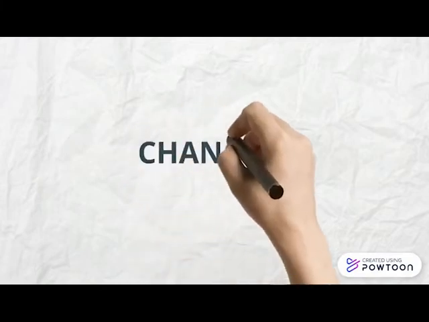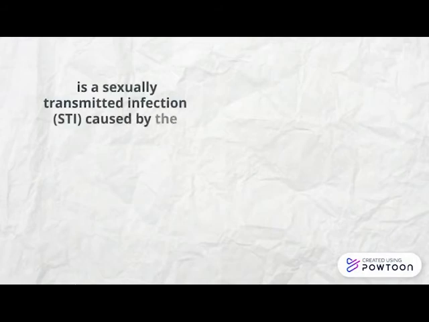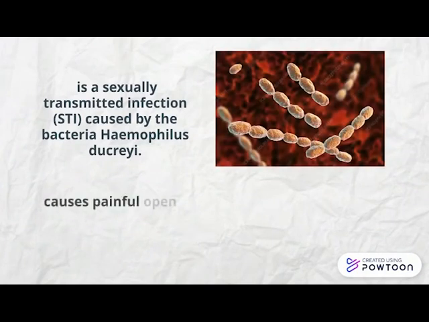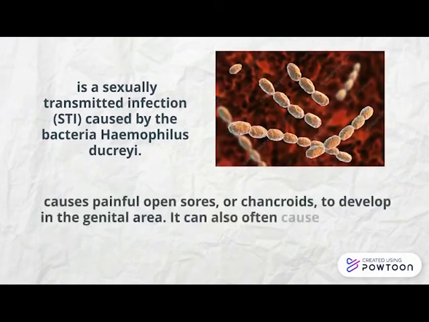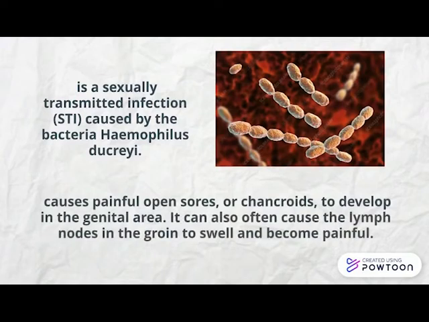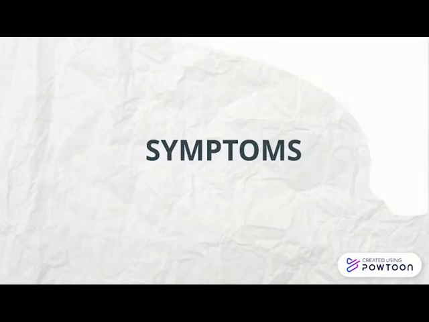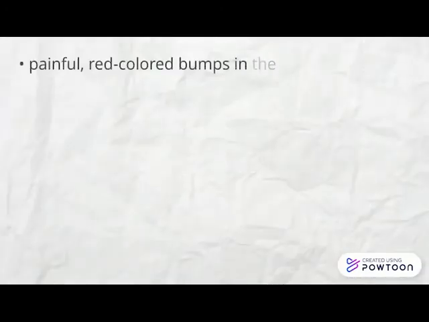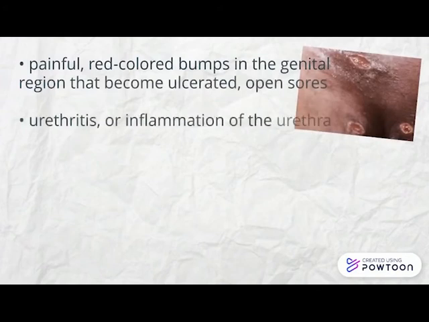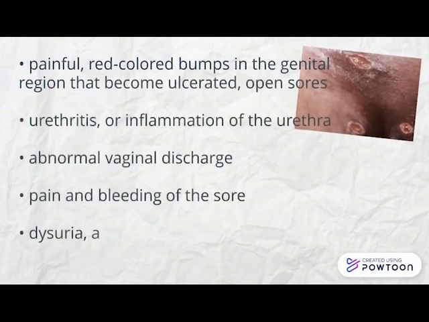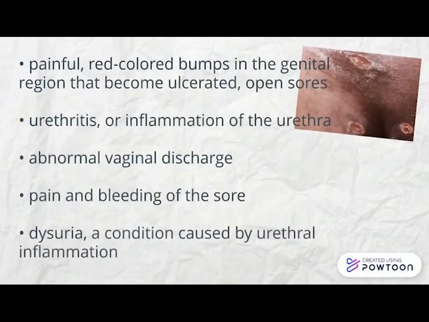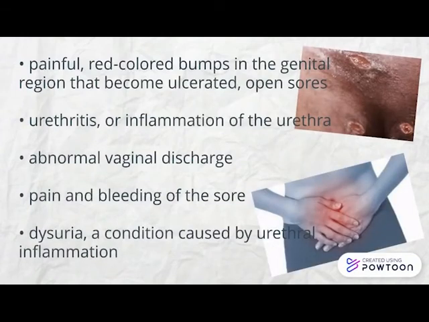Now we are going to talk about chancroid. Chancroid is a sexually transmitted infection caused by the bacteria Haemophilus ducreyi. It causes painful open sores, or chancroids, to develop in the genital area. It can also often cause the lymph nodes in the groin to swell and become painful. The symptoms are painful red-colored bumps in the genital region that become ulcerated open sores. Next is urethritis, or the inflammation of the urethra, and abnormal vaginal discharge, pain and bleeding of the sore, and dysuria.